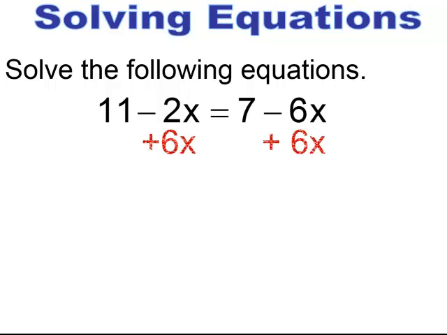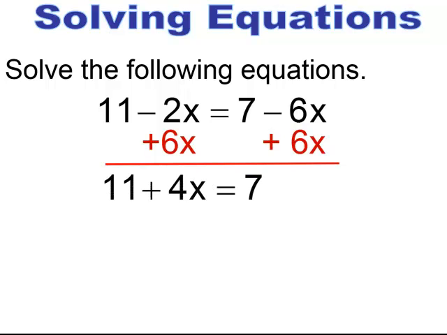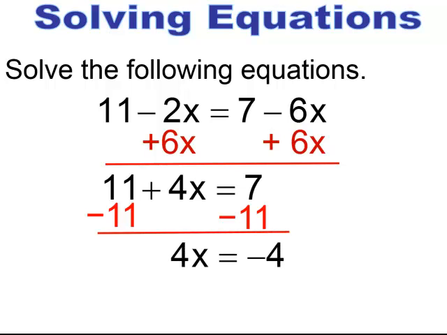So some of you might have moved in a different direction. I chose to move the 6x over by adding 6x to both sides. Be careful here though, that is a negative 2x plus 6x, so you're going to end up getting 4x when you do that arithmetic. Now it's a two-step equation. I subtract 11 from both sides. I get 4x equals a negative 4. Divide through by 4. You get your solution, x equals a negative 1.